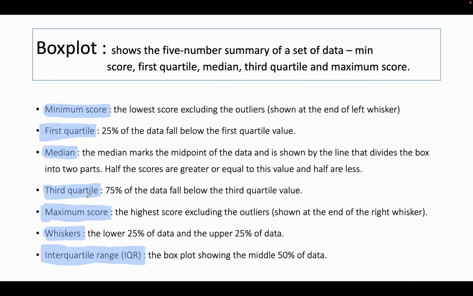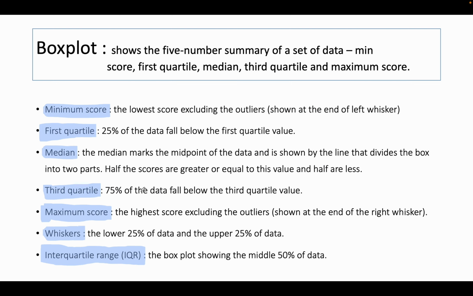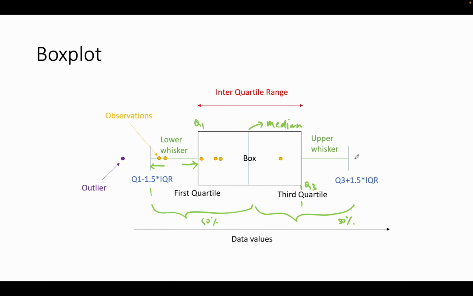Next we have the third quartile. 75% of the data fall below the third quartile value. So this is our third quartile value, and you can call it Q3. From here to this part constitutes 75% of the total data set. Next we have the maximum score. It is the highest score excluding the outliers, shown at the end of the right whisker. So this is the maximum score.